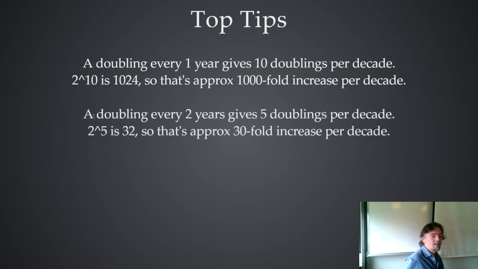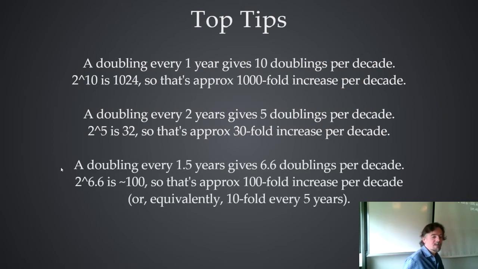On the other hand, if they only doubled every 2 years, which is what Moore said from 1975 onwards, that's 5 doublings. 2 to the power 5 is 32, so you're looking at a 30-fold increase per decade. That's kind of what we see now, that the density of transistors on the chip increases by a factor of about 30 every 10 years.